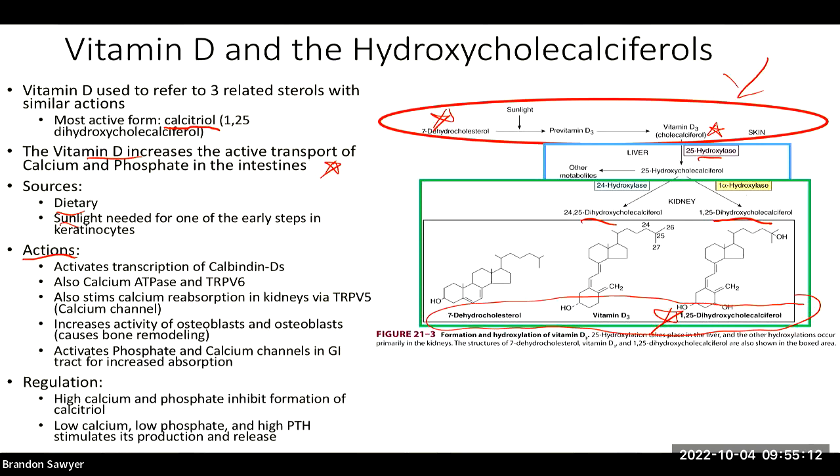It also activates the calcium ATPases, as well as those transport channels that help us pull calcium into the cell, and then secondly, to pull it out of the cell back into the blood. So this is activating all of those channels. It's also going to stimulate calcium reabsorption in the kidneys via another version of that same channel. So it's helping us bring more calcium in from the GI tract, and it's helping us pull more of it back from the urinary system.